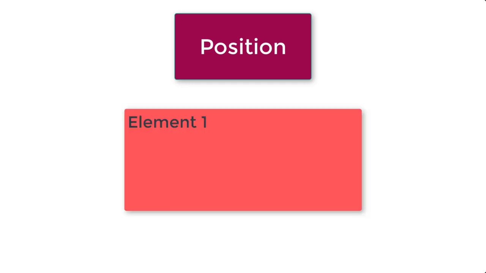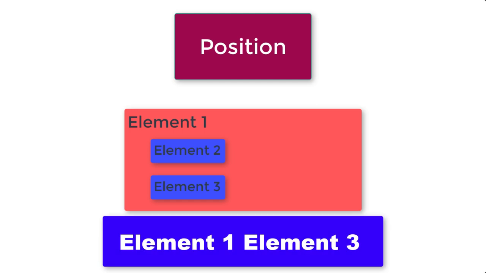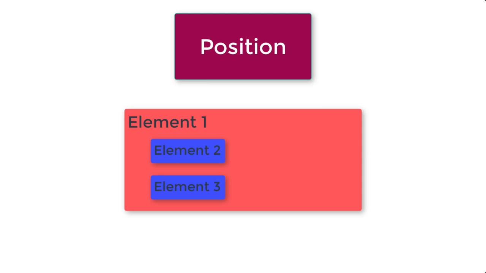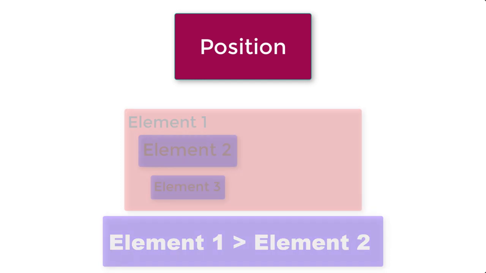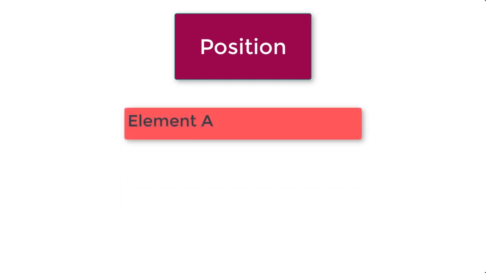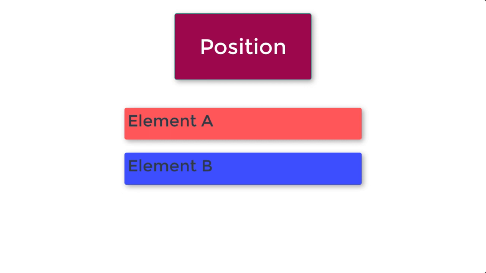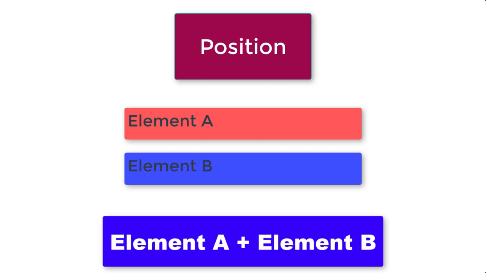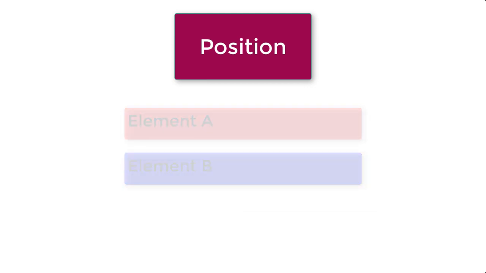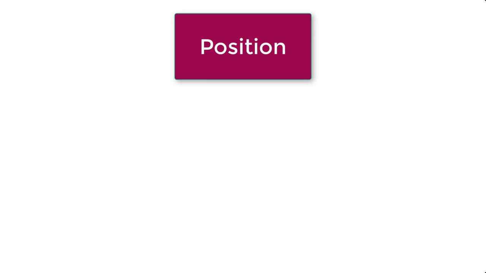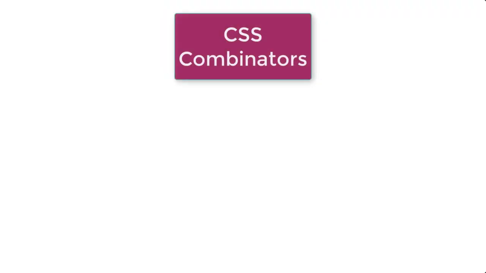Next, we covered how to select elements based on their position. We learned how to select elements that are inside another element by calling the first element, we leave some white space and then the second element name. Also, we learned how to select elements that are considered as direct children of another element using the greater than sign. And finally, we covered how to select elements that are placed immediately after another element using the plus sign.